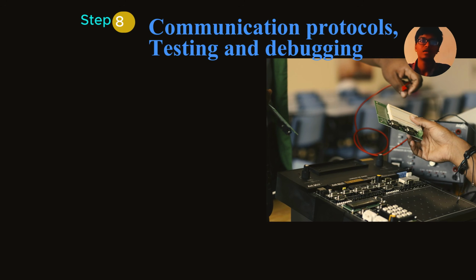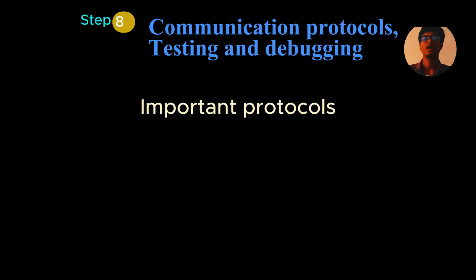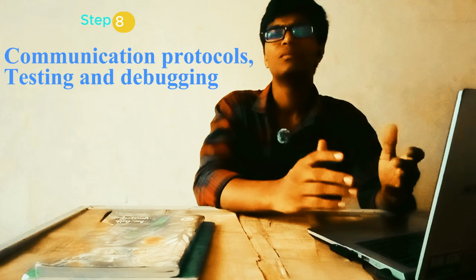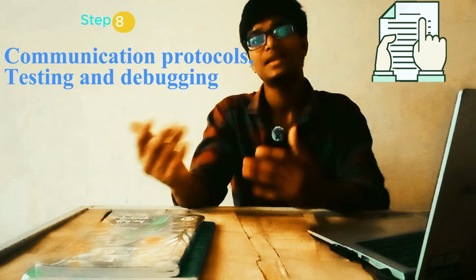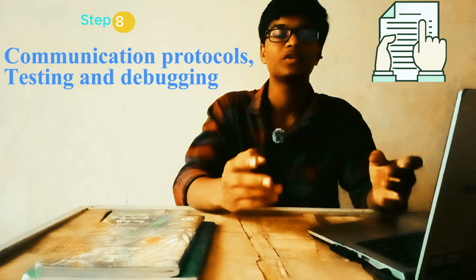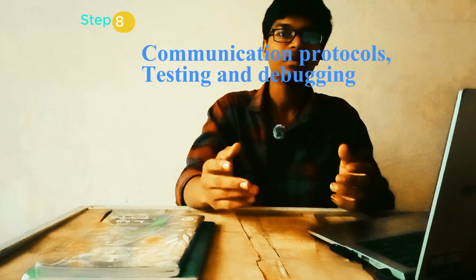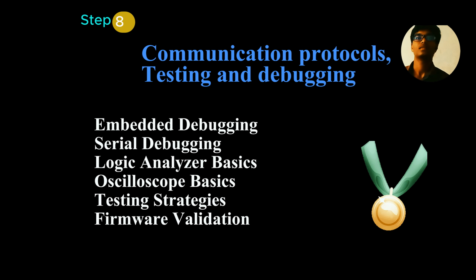Coming to the step 8, communication protocols, testing and debugging. Communication protocols are very important in the embedded industry. Some of the important protocols are UART, I2C, SPI, Ethernet, CAN and OneWire, etc. These are the communication protocols that you must learn. Most of the time, the embedded engineer will spend on debugging and testing the hardware or the microcontroller. So you should learn how to test and debug your code properly. For that, I'm providing the skills that you should learn for mastering the debugging and testing.